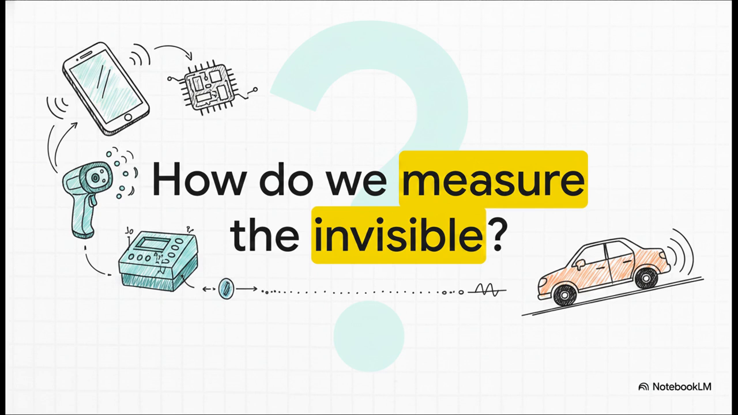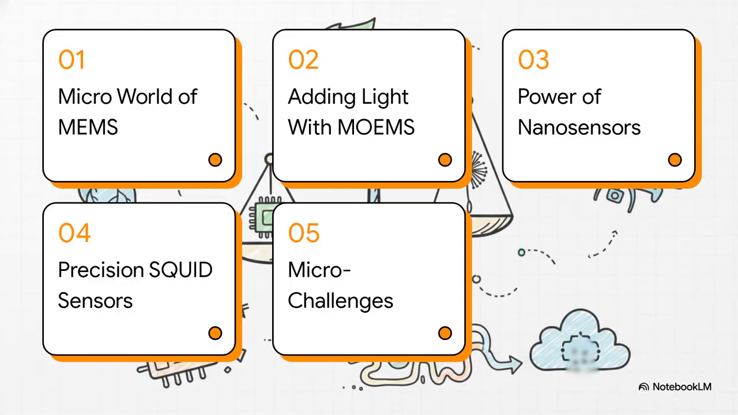I'm talking about the hidden mechanisms inside your smartphone, the life-saving diagnostic medical devices in hospitals, and even the sensors that keep your car perfectly on the road. We are going to look at exactly how we measure forces, light, and even individual molecules when the scale is almost too small to even comprehend. Okay, let's dive into this.